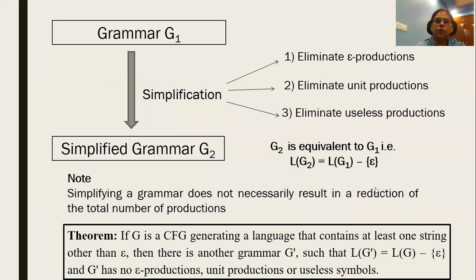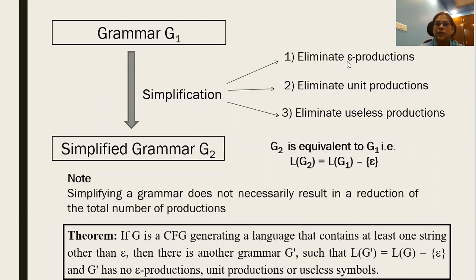So what do we mean by simplification of a context-free grammar? Suppose you are given a grammar G1, you can simplify the grammar by eliminating epsilon productions, unit productions, and useless productions. The resultant grammar G2 is equivalent to G1.